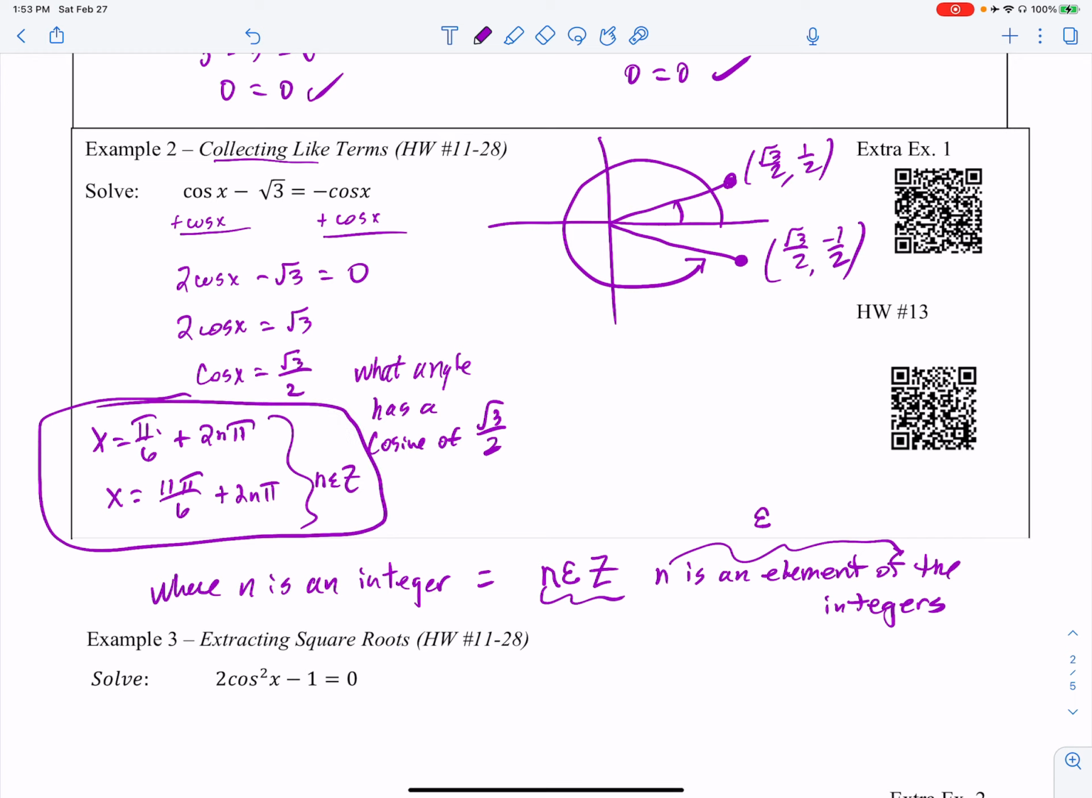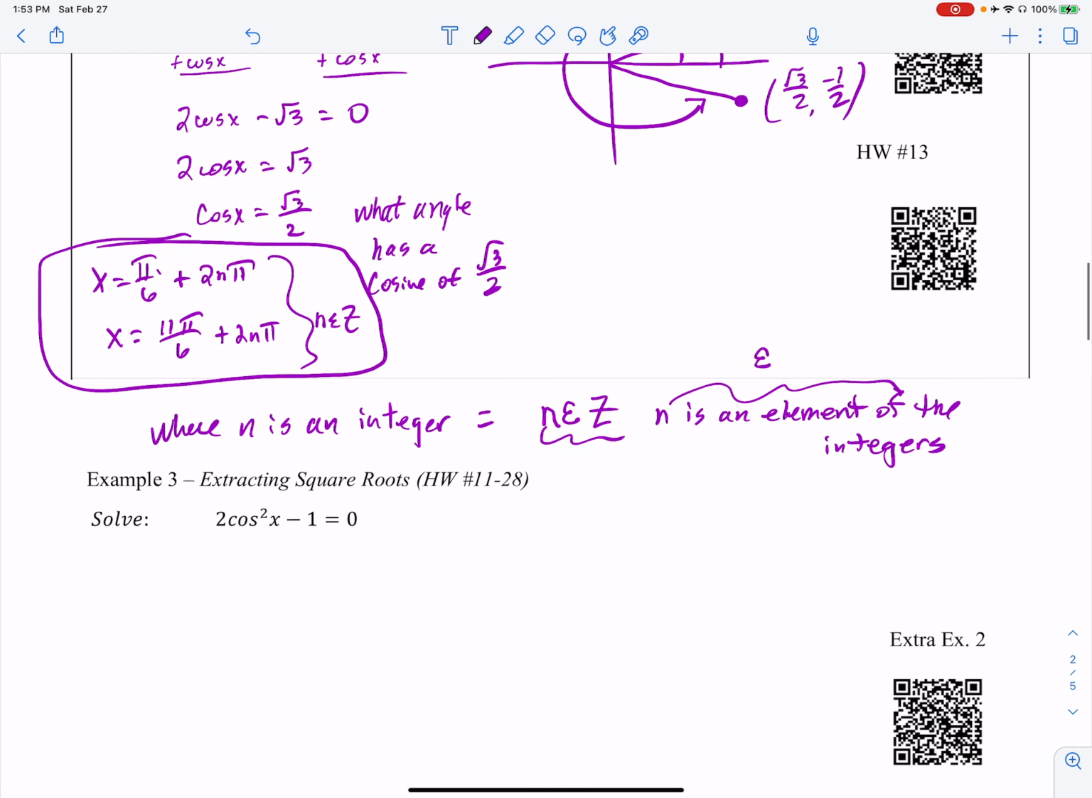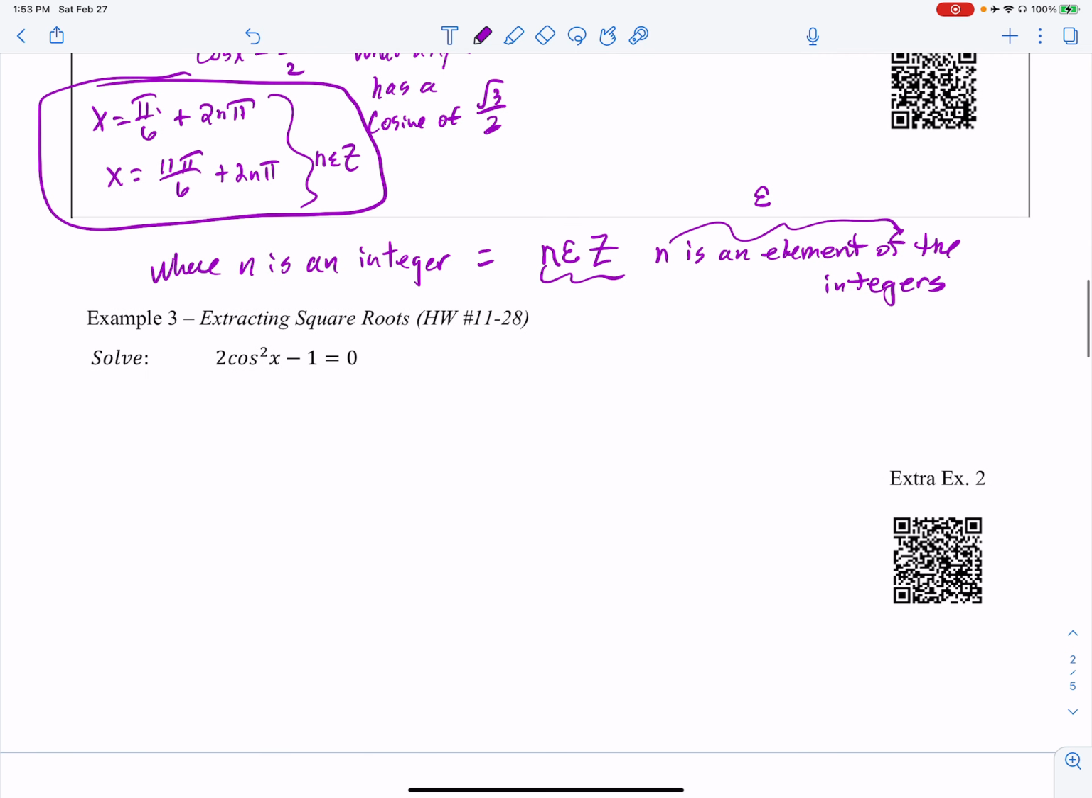And again, the 2n pi is just because cosine keeps on going to the right and left when you graph it. It's going to hit this root 3 over 2 an infinite number of times. And that's how we can write those answers concisely. All right, so solving algebraically. And this is going to involve square roots.